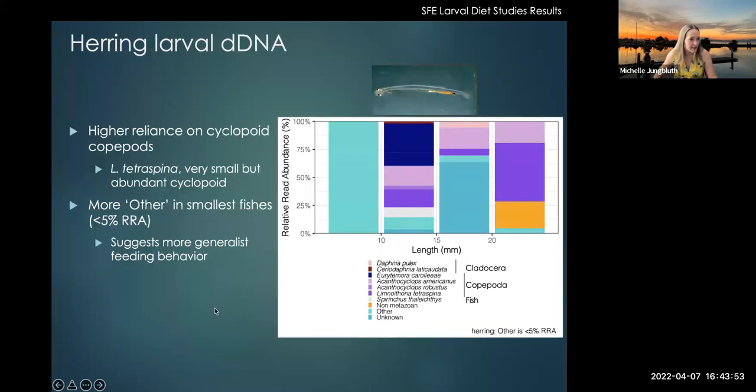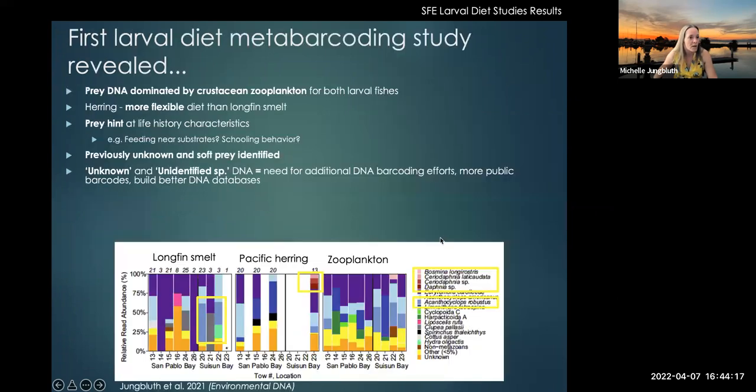With the herring DNA, it seemed that they have a higher reliance on cyclopoid copepods, and they consumed more Limnoithona tetraspina that were very small but abundant. And there were more in this other category, a diversity of low abundance sequences that got pushed into the other category, which suggests that there might be more of a generalist feeding behavior for the herring larvae. In general, we found diets dominated by crustacean zooplankton. The results suggested that herring had a more flexible diet than longfin smelt, and the prey in some cases hint at life history characteristics.